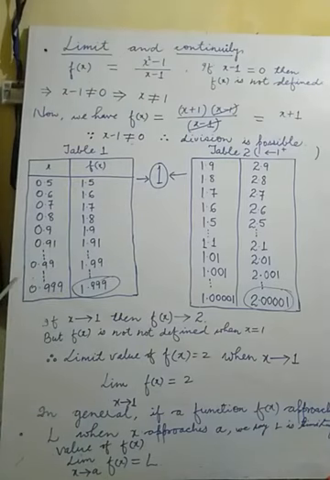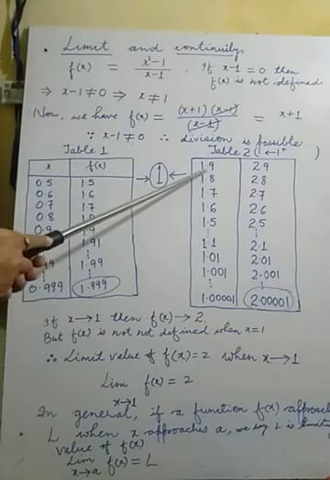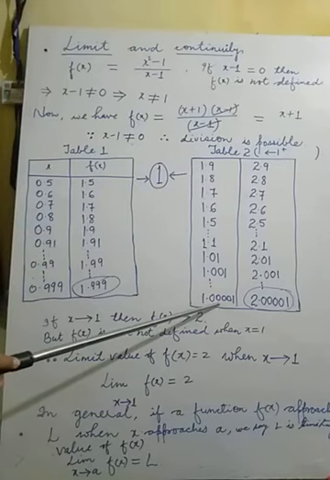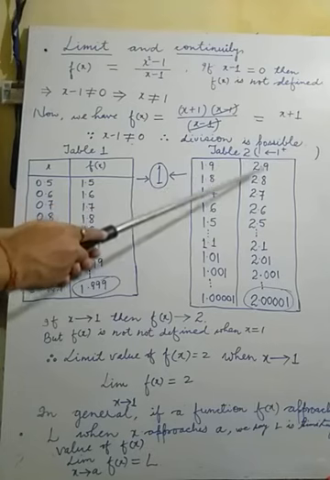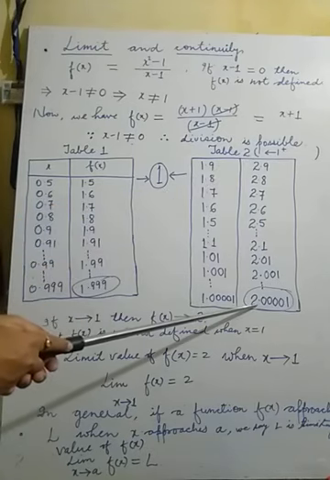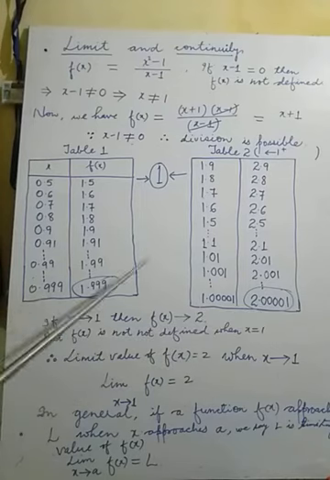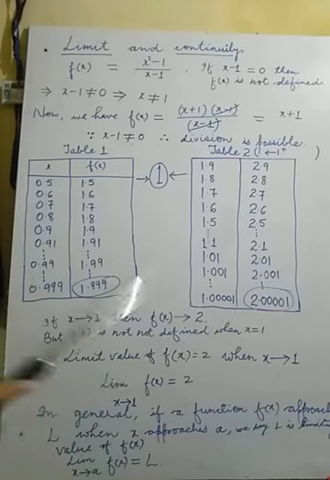But look at the last line, this line and this one. The value of x is approaching 1. The value of f(x) is approaching 2. Here also the value of x is approaching approximately 1. The value of the function is approaching which value? It is approaching 2 also. So the same condition is there here and here.